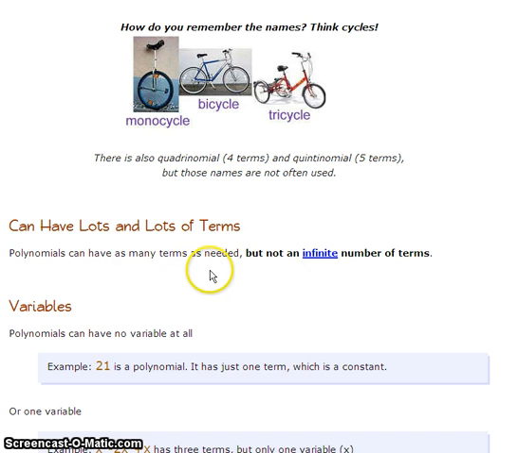Polynomials can have as many terms as you want to put in the polynomial, but it cannot be an infinite number of terms. So it has to end. There are 4-term polynomials called quadrinomials and 5-term polynomials called quintinomials. But we don't really use those names often. You may run across those in your higher level math classes. But as far as Common Core Math 1 goes, you don't really have to worry about those.